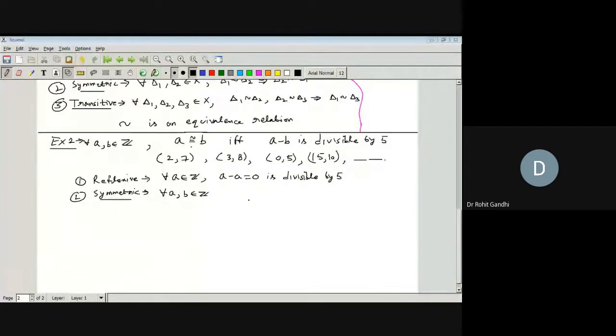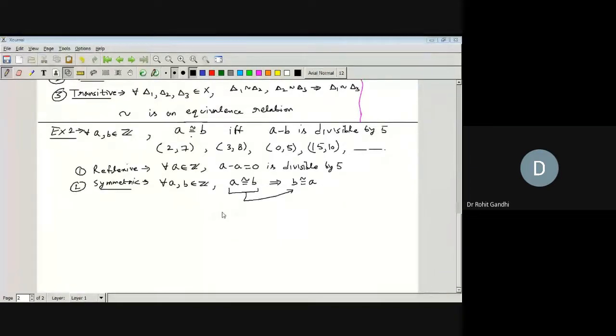What is the symmetric property? For every a, b belonging to Z, if a is related with b, then we have to prove that b is related with a. This is what we have to prove. That means we have to start from here and go here. So how would we prove this?